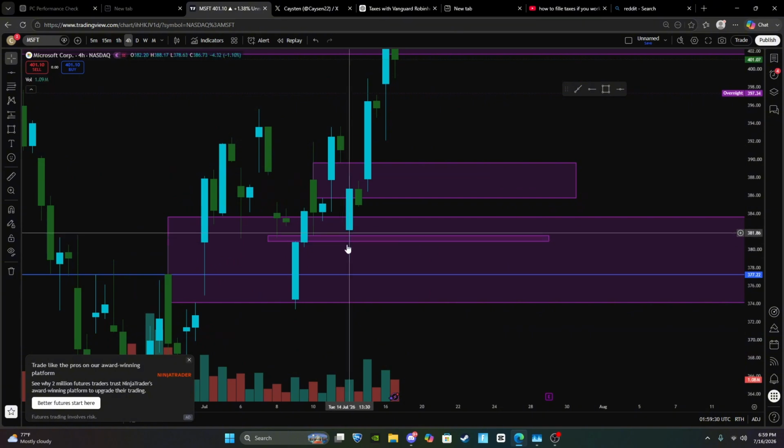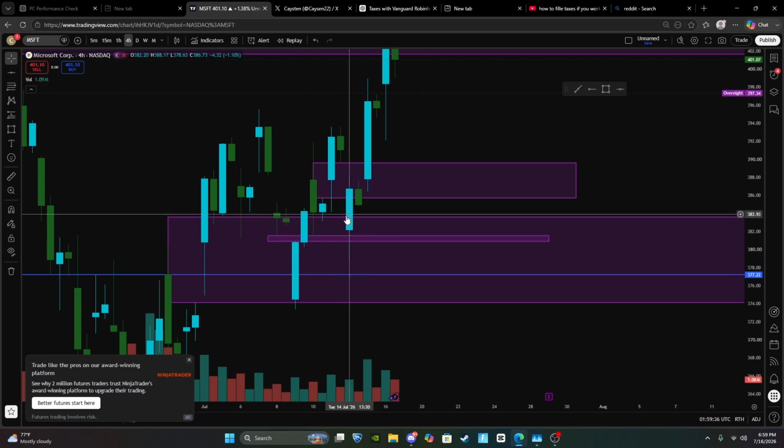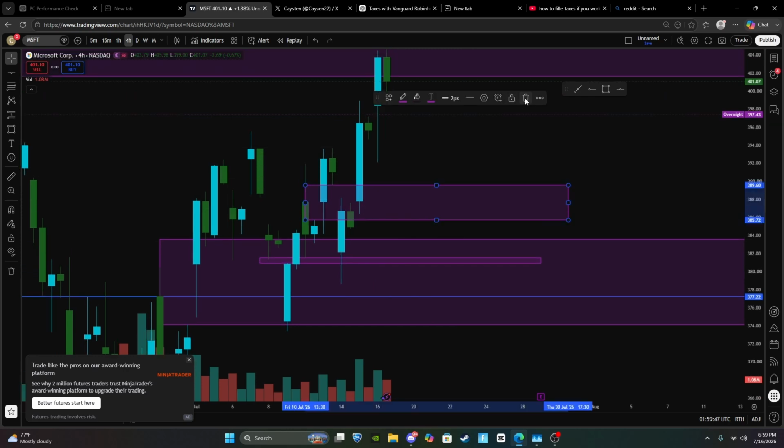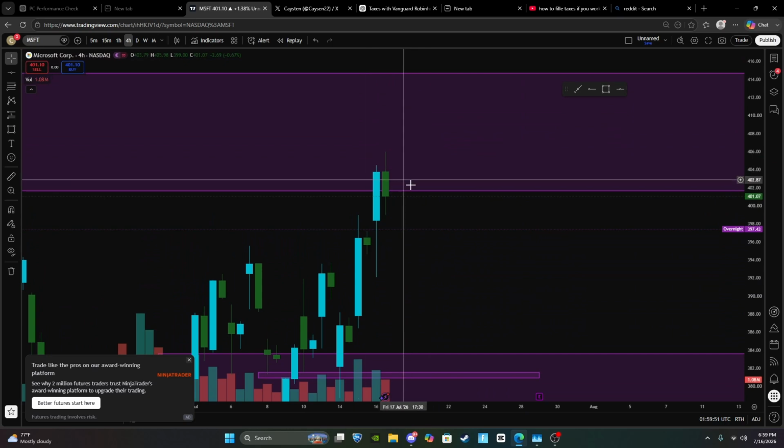So we ended up reacting off of this 4-hour fair value gap. We tried to come all the way down here. We tried to close below it, but we couldn't. We ended up respecting it because we broke into an uptrend on the daily time frame. Let me delete this since we talked about it. We ended up shooting up to this weekly fair value gap.